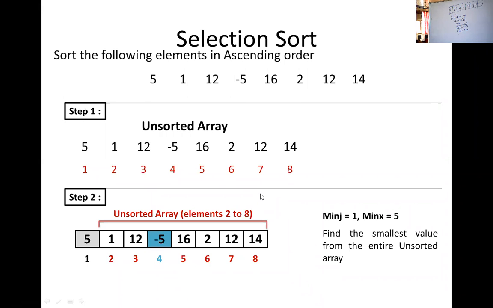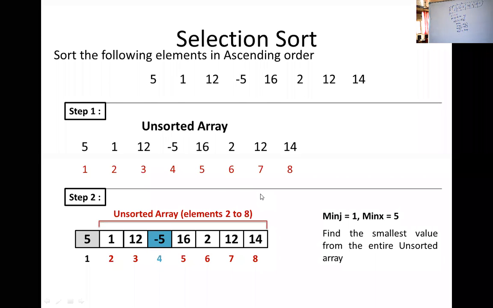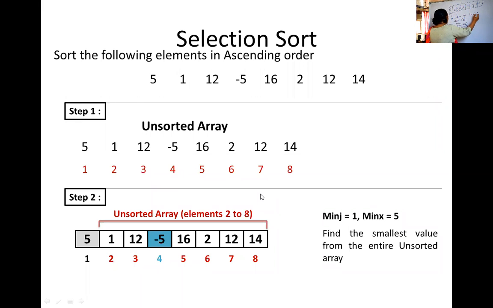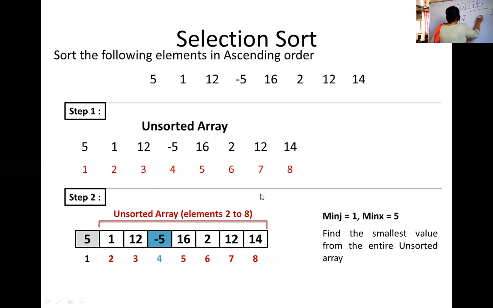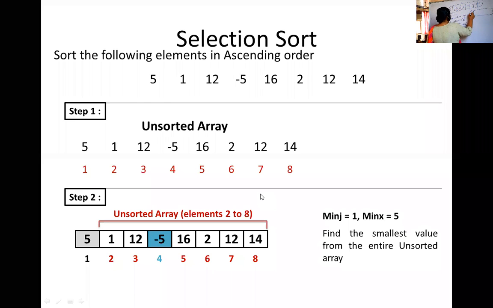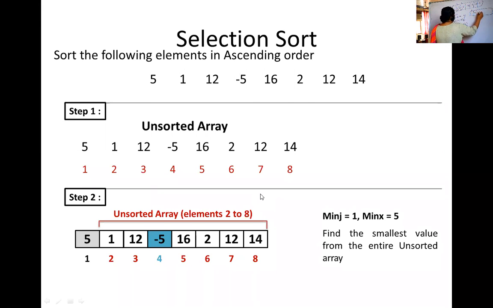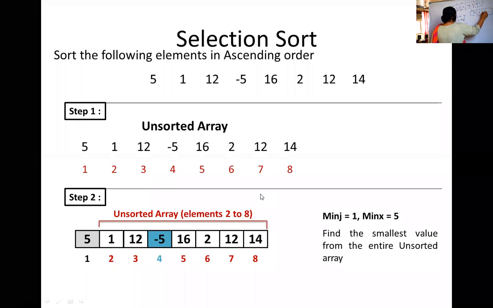So 1 is less than 12, okay, the condition is true. 12 is less than 5, no. So first of all, 1 will come, then 1, minus 5 and 12. This 5 and minus 5 would swap this way. I'm talking about the j side first: 1, then minus 5, then 12. Then 12 is less than 16, again 2, 12 and 14.